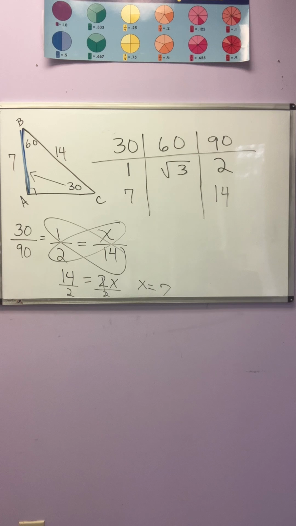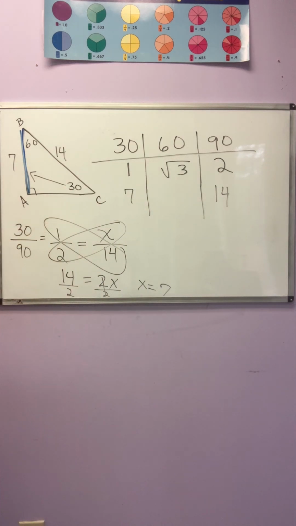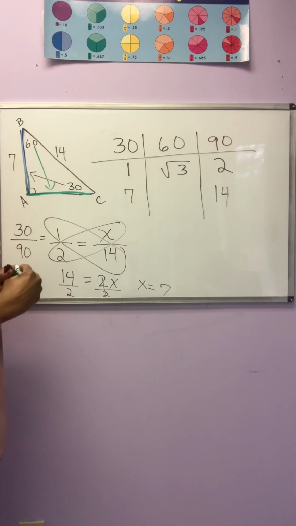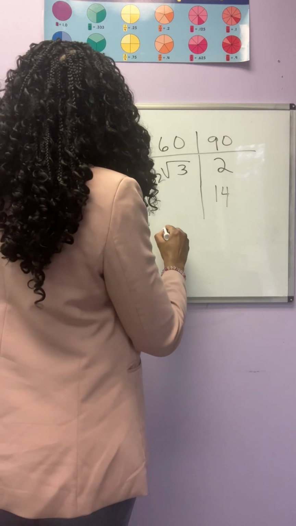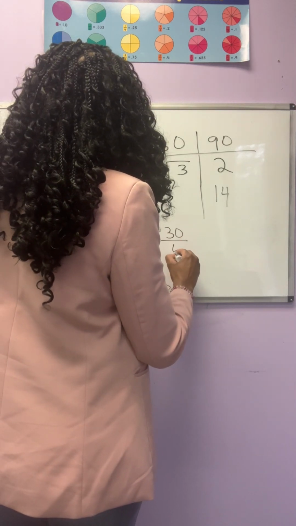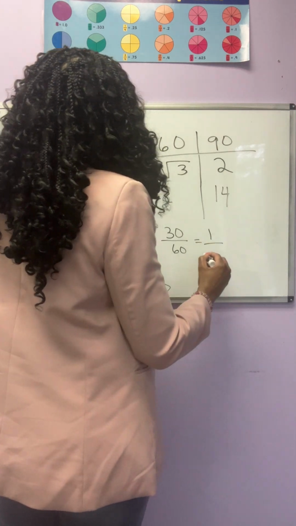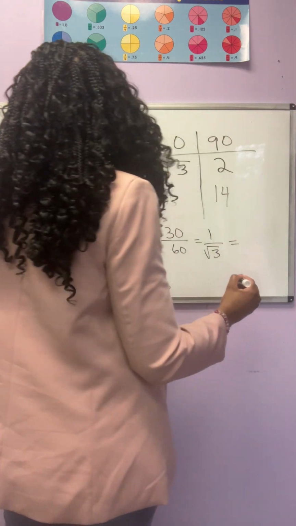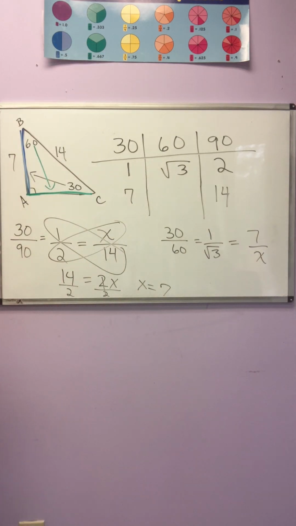Now, when the one across from the 30 is 1, the one across from the 60 is radical 3. That's right here, across from the 60-degree angle. Again, we can set up another proportion. If we just focus on our 30 and our 60 for the relationship, the rule is when the one across from the 30 is 1, the one across from the 60 is radical 3. In this case, the one across from the 30 is 7. What is the one across from the 60?